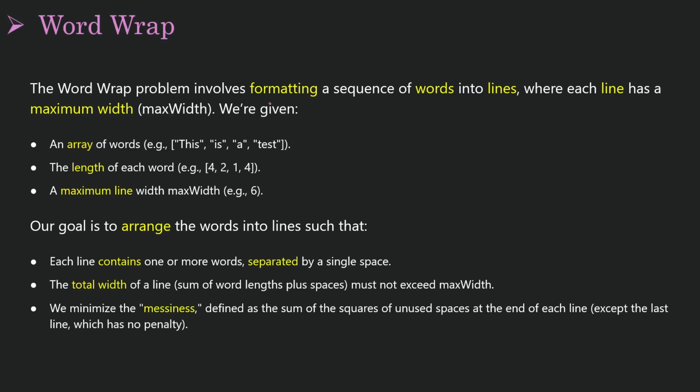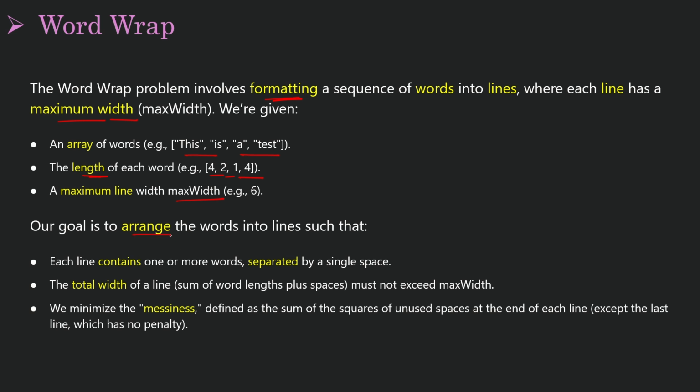The word wrap problem involves formatting a sequence of words into lines, where each line has a maximum width, max width. We're given an array of words, for example, "this is a test". The length of each word, for example, 4, 2, 1, 4. A maximum line width, max width, for example, 6.